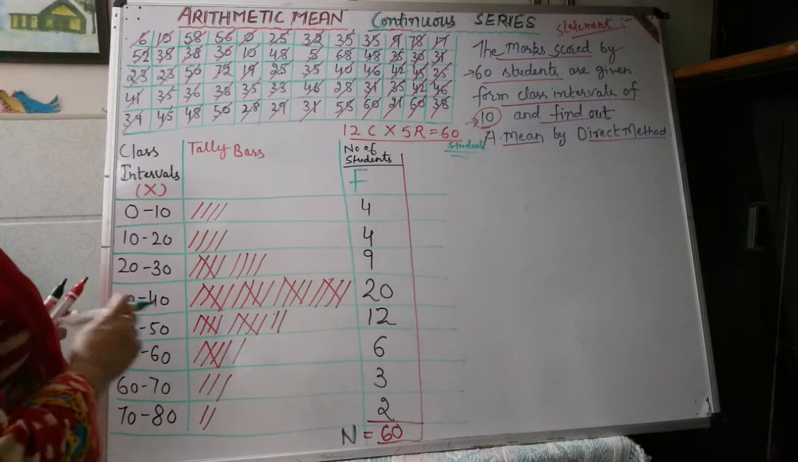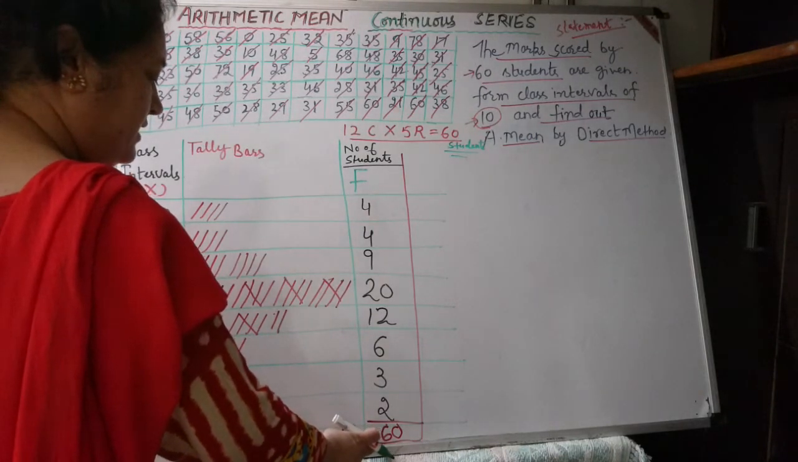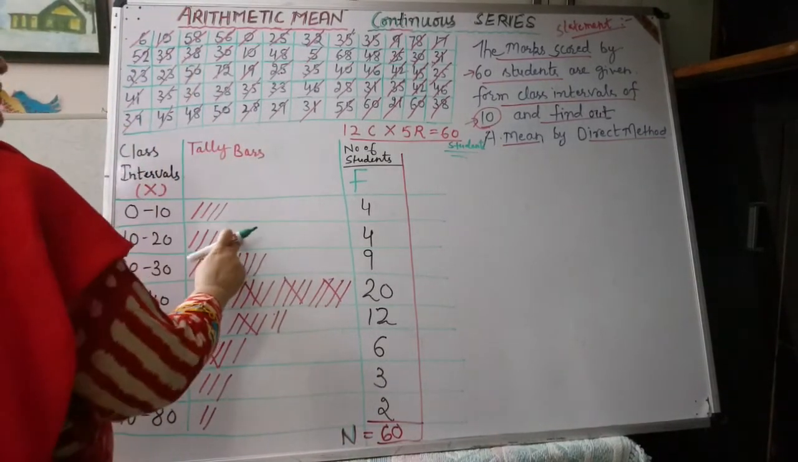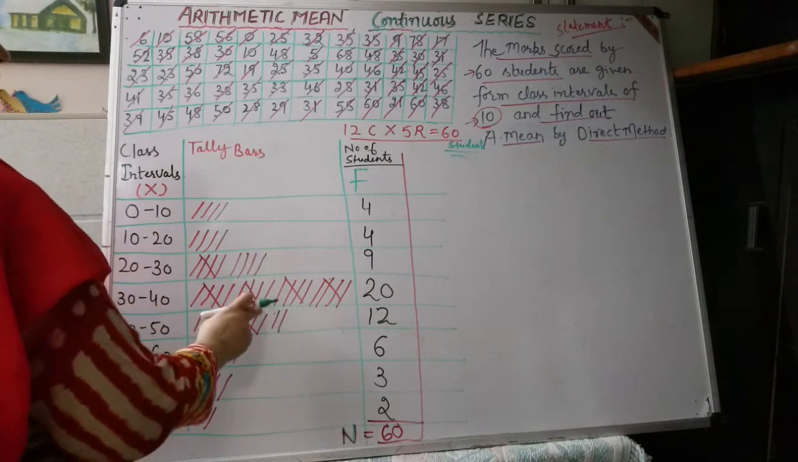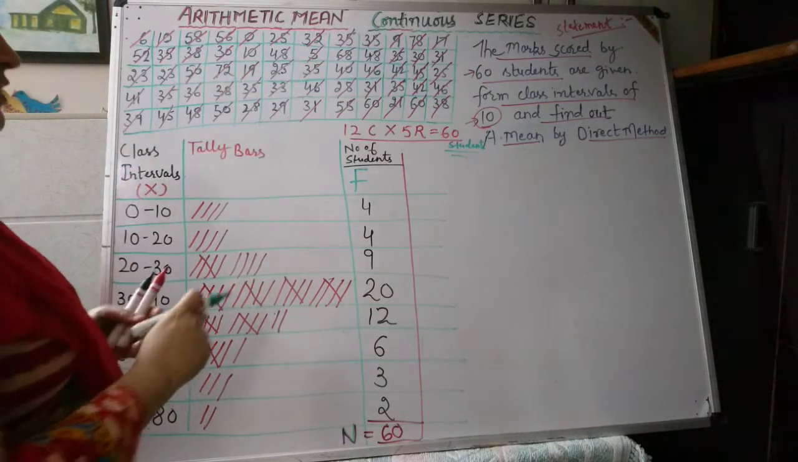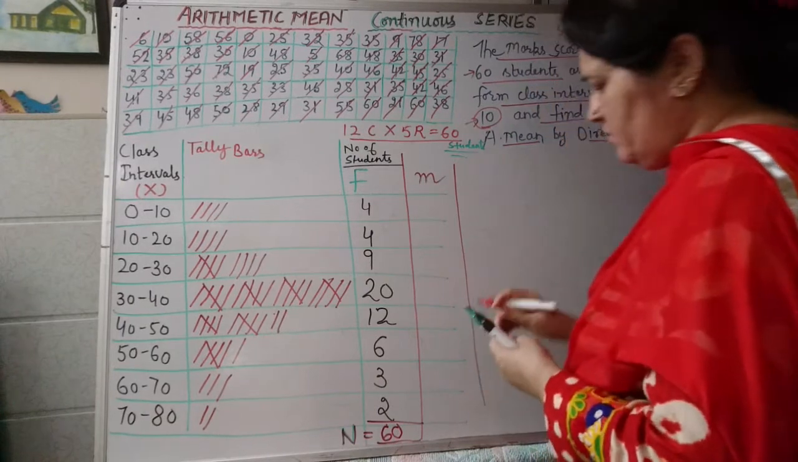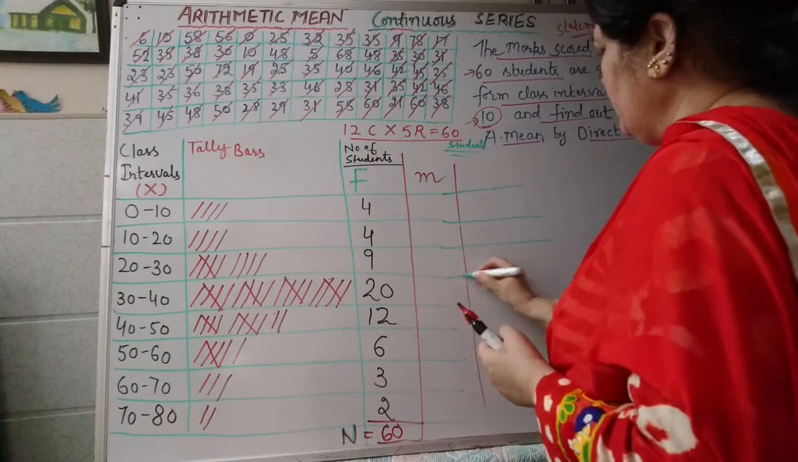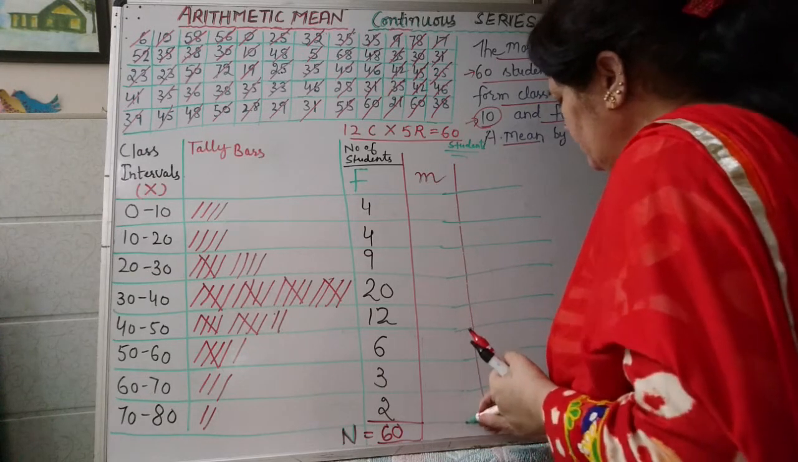The logic behind it is that we have calculated the total number of students as 60 here, because we cut from here and put the tally bars against each class interval. So cutting is a must. Next, let us prepare mid values, because we have to calculate the arithmetic mean by direct method.